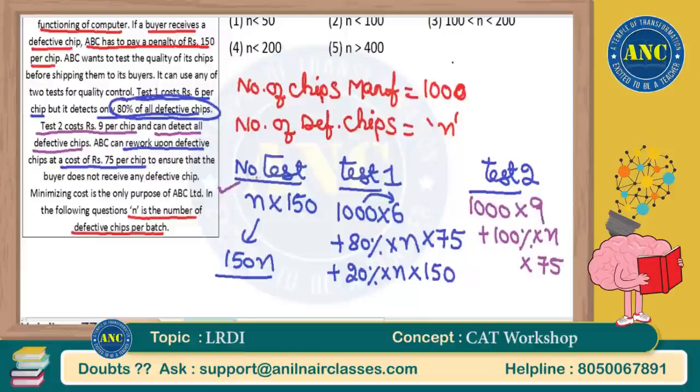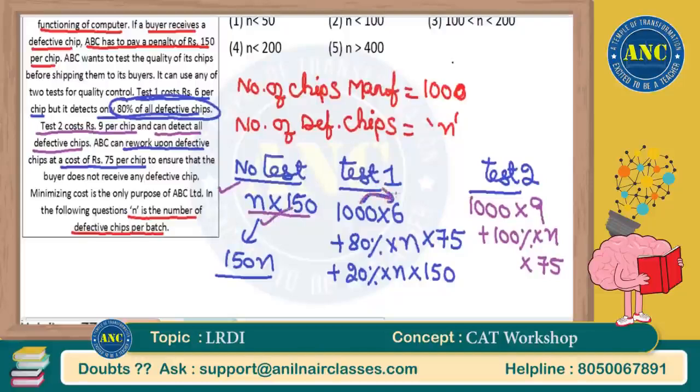First, there is no employee kept to check whether they are properly printed or not. N chips will go to the customer. Penalty is 150 N. I kept a junior executive.